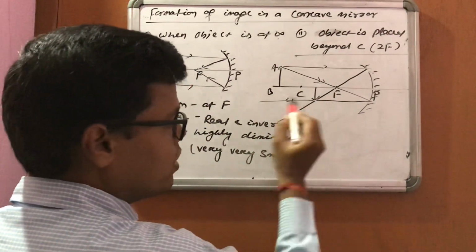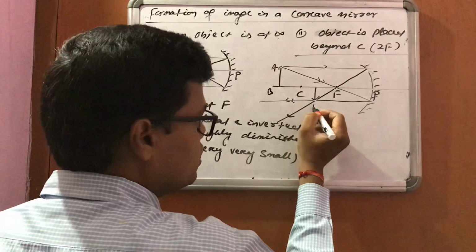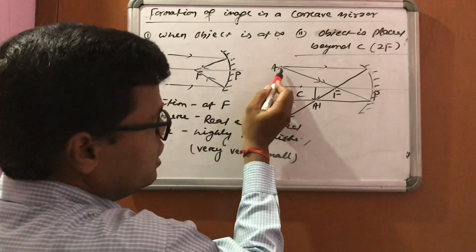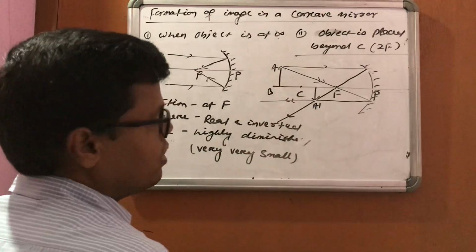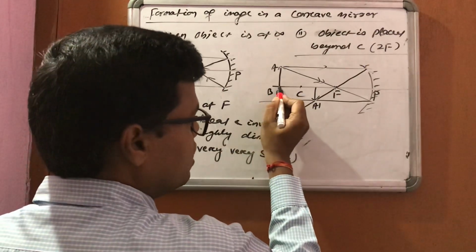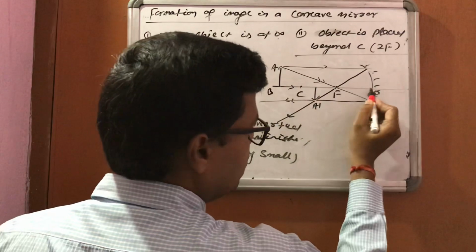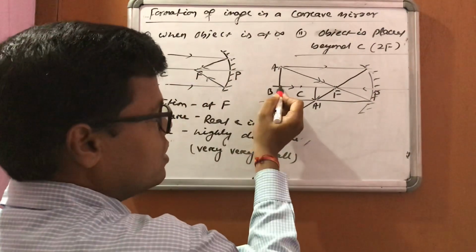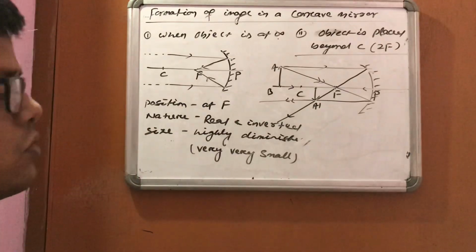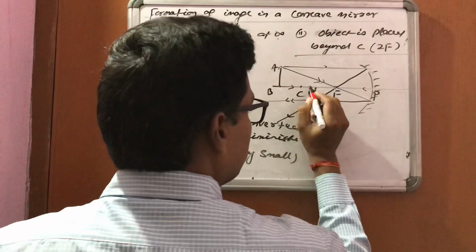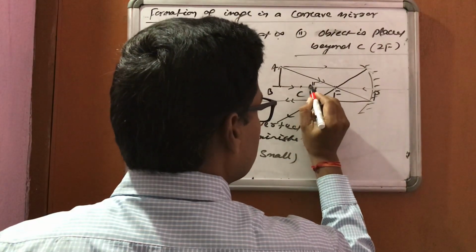Look at here. Why is the arrow mark here? Why is this A dash? Because the light rays from A meet at this point. That's why this is the image of A. What happens about B? The light ray from B will pass and return back. That's why the image of B will form here. Okay. So this is image A dash B dash.